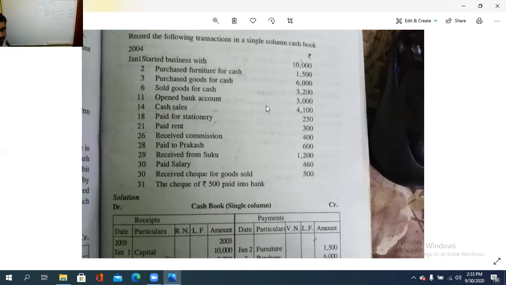Then cash sales, same as it is. That is 4,100. Then paid for stationery. Stationery account debtor to cash. So stationery comes here. Stationery 250. Then paid rent. Same rent. 300. Then received commission.